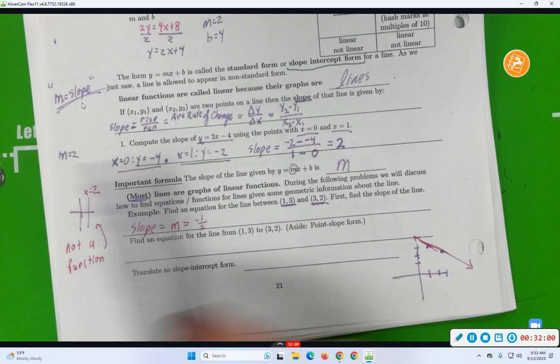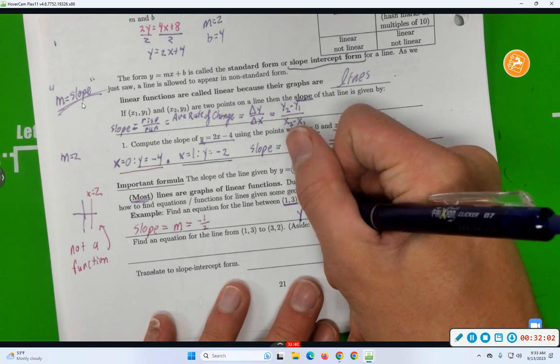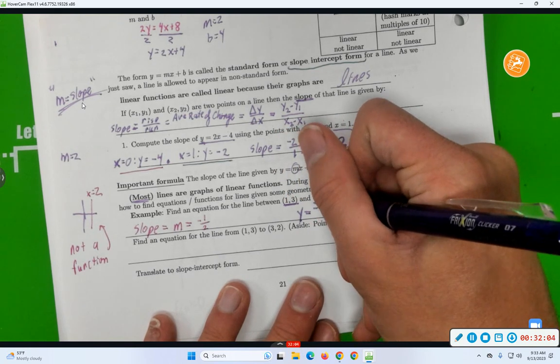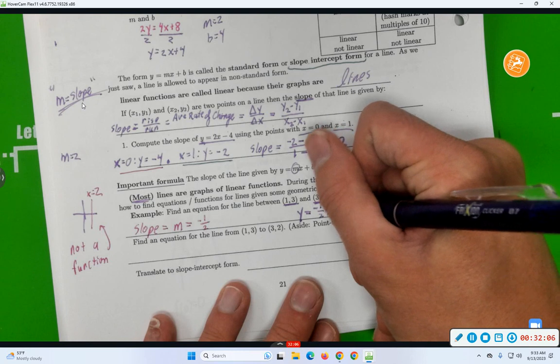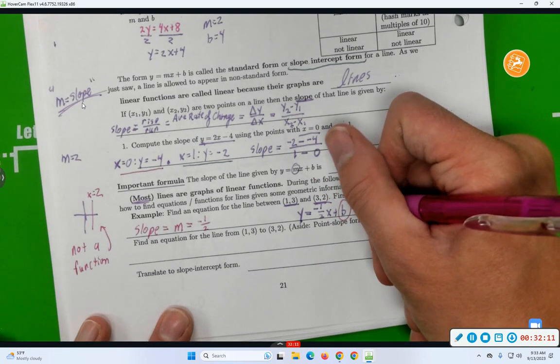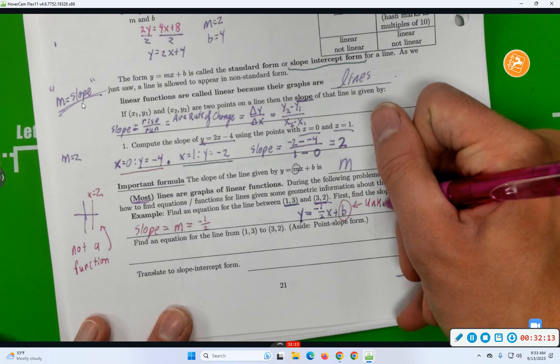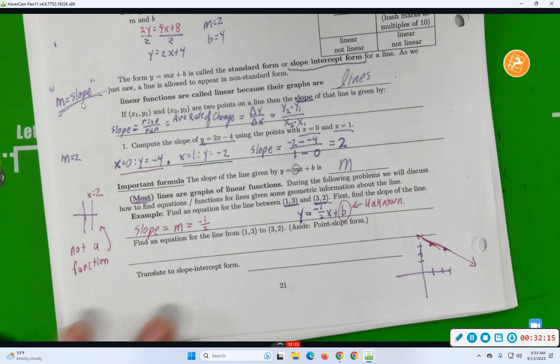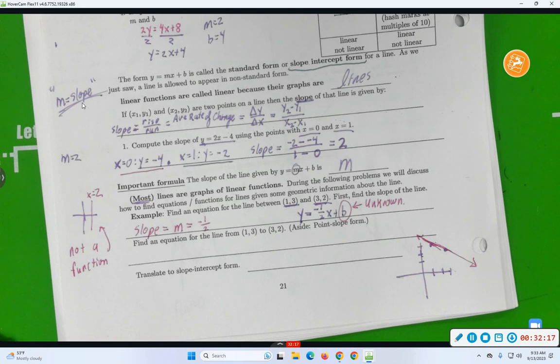All right, so that means we know something. We know that this equation will be of the form y equals -1/2 x plus b, where this b I still don't know. I'd like to know what that b is. How can I discover what that b is?